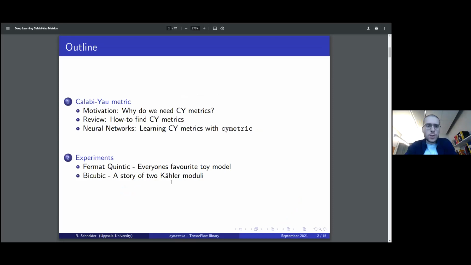The outline of this talk is as follows. First, I'm going to motivate a little bit why we are interested in Calabi-Yau manifolds, and why we are in particular interested in Calabi-Yau metrics. Then I will present this new computational package, which is called CY-metric, and show you a little bit how to learn Calabi-Yau metrics with it. And finally, I will show 2 experiments, one on the Fermat Quintic, which is everyone's favorite toy model, and one on the Bicubic, which is interesting because it admits 2 Kähler moduli, and our package is able to learn the metric at particular points in Kähler moduli space.